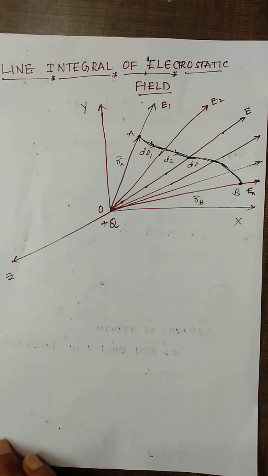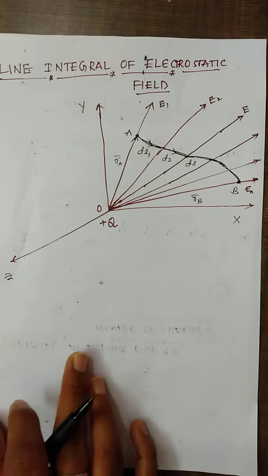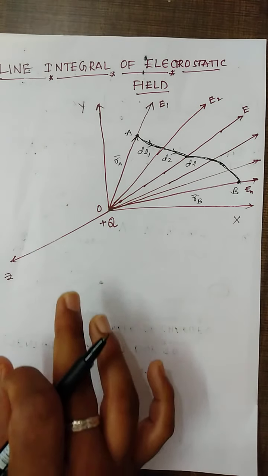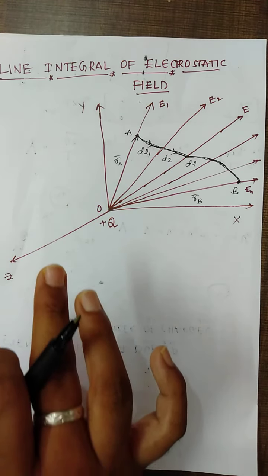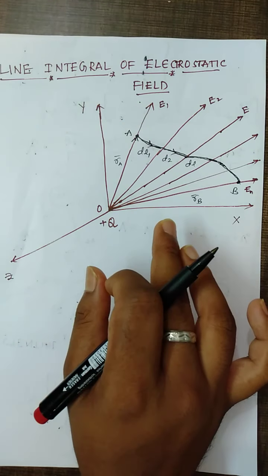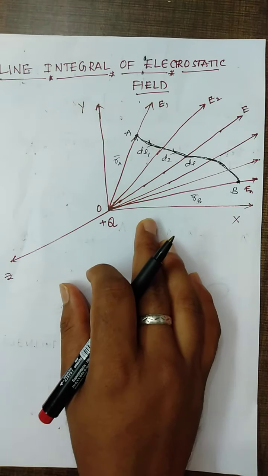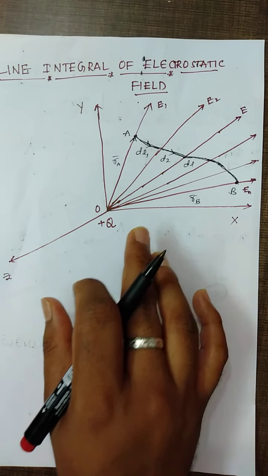Okay guys, next we come to the topic of the line integral of the electrostatic field. I have already discussed what potential is. I already told you that to move a charge from point A to point B in a field, I have to do external work on it. That external work is nothing but the potential difference, which I have already discussed. Now I want to show it in a clear manner.